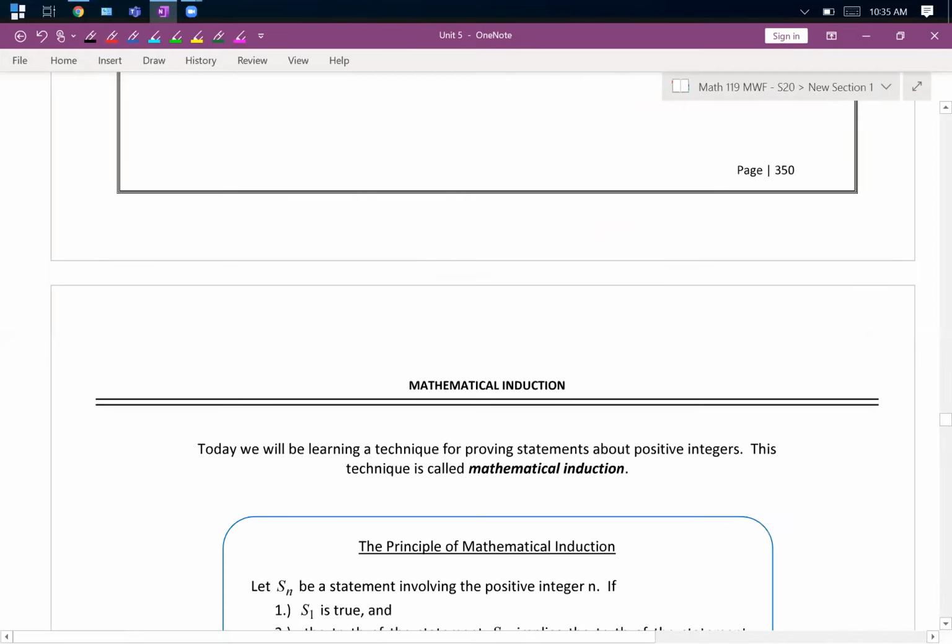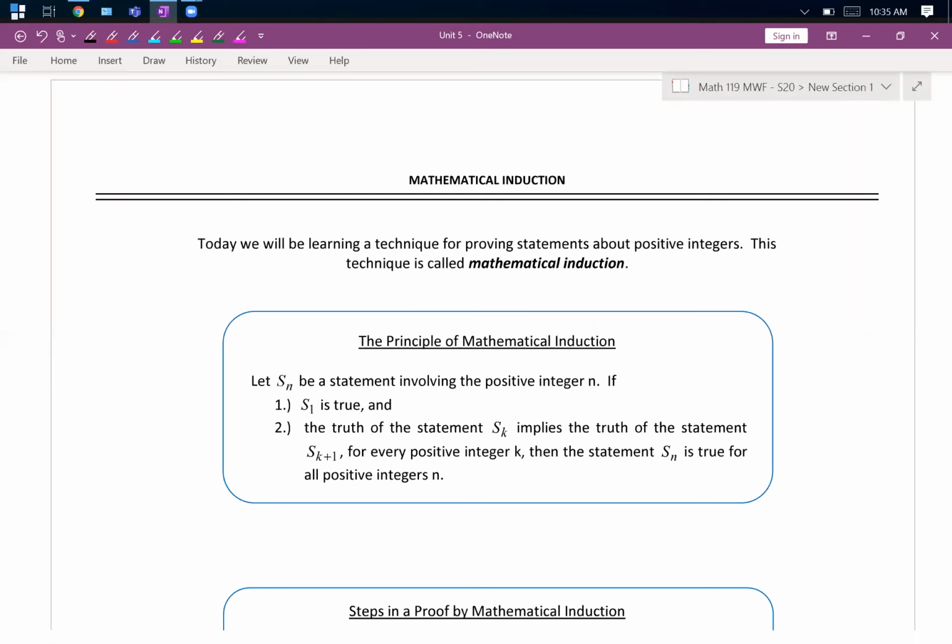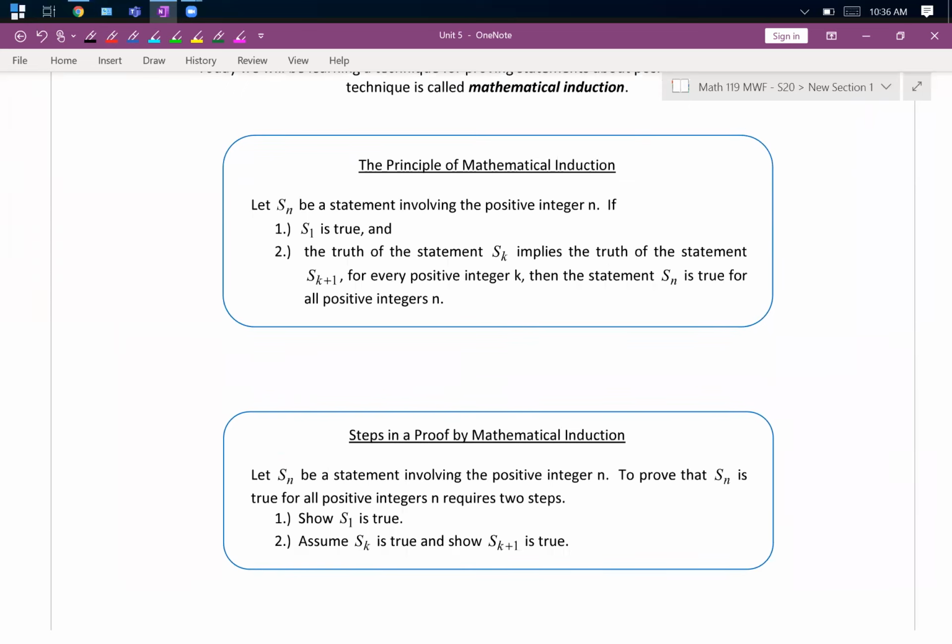I feel like the first time I do this, you're going to be like, this is crazy. But then after that, you're going to see it's the same pattern over and over and over again. You just got to get comfortable with the pattern and kind of remember the steps. So the principle for mathematical induction says that if we let S sub n be a statement involving the positive integer n, and S sub n still means partial sum. That's still true. If S sub 1 is true and the truth of the statement S sub k implies the truth of the statement S sub k plus 1 for every positive integer k, then the statement S sub n is true for all positive integers n.